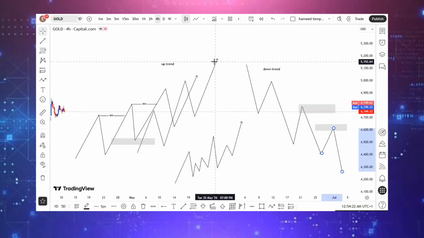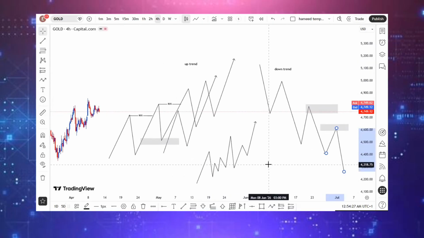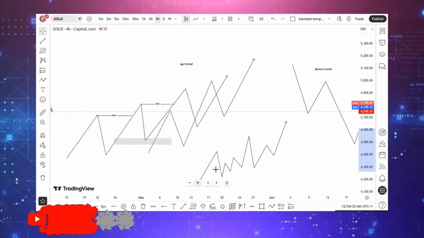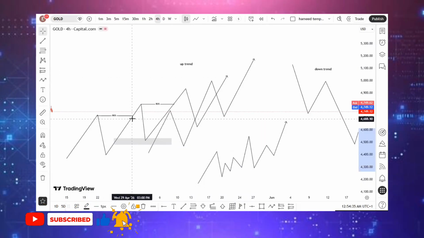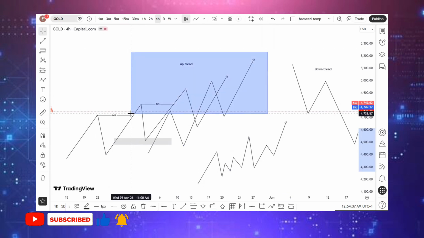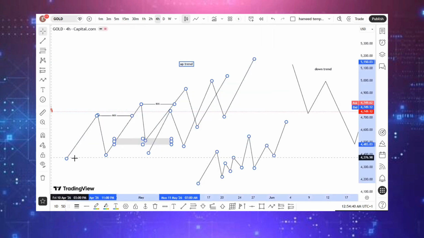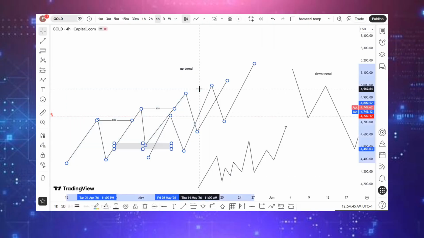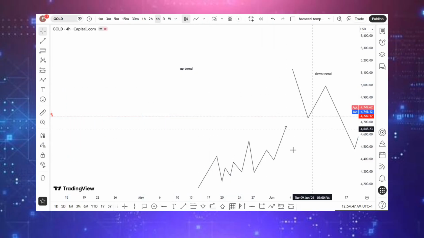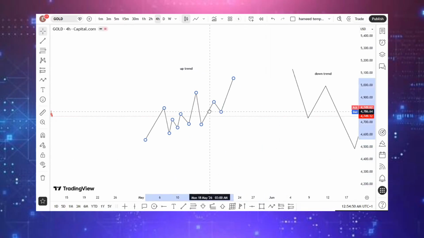That's all. The market doesn't move like this most of the time. Markets move like this most of the time, and this is where the confusion always happens. Let's clear this so that we can have a clean chart. So the market moves like this most of the time, and that's where the challenge is for most traders.